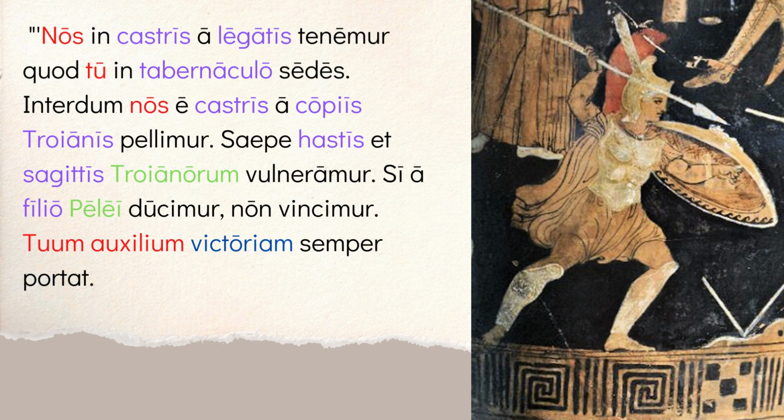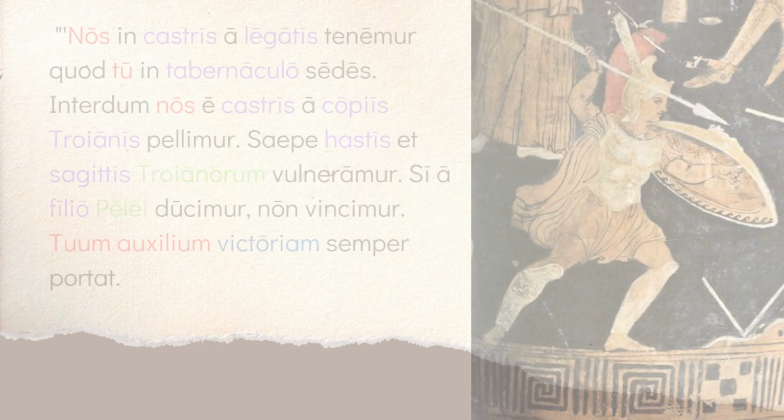Tuum auxilium victoriam semper portat. So your help, tuum auxilium, right? There's your subject. Your help always brings, portat, or always carries, victoriam, victory. So he's saying, when you're with us, we always win. So this is Patroclus's appeal, saying you need to come out and fight. We're getting killed here, and you're not fighting.